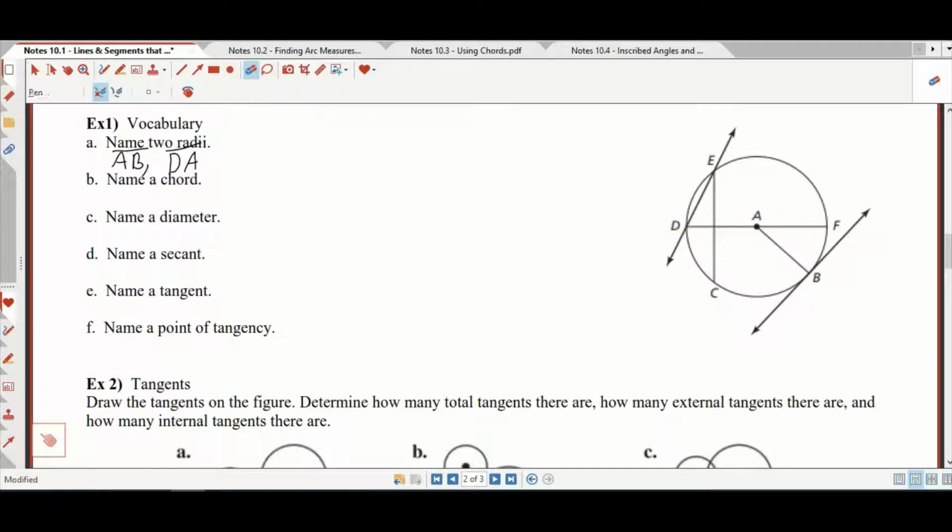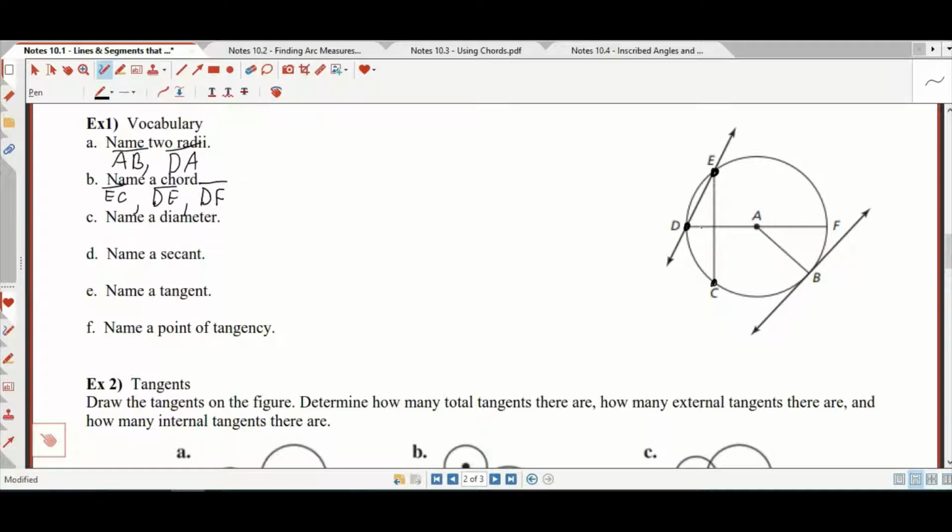So a chord, remember, is a segment that intersects the circle in two places. And there's a couple of ways you can do that. EC is the most obvious. See, EC has its endpoints right here. But as long as you define it as a segment, you could have also said DE, right? Because if you're talking about the segment D to E, it has endpoints there. And for the record, DF.